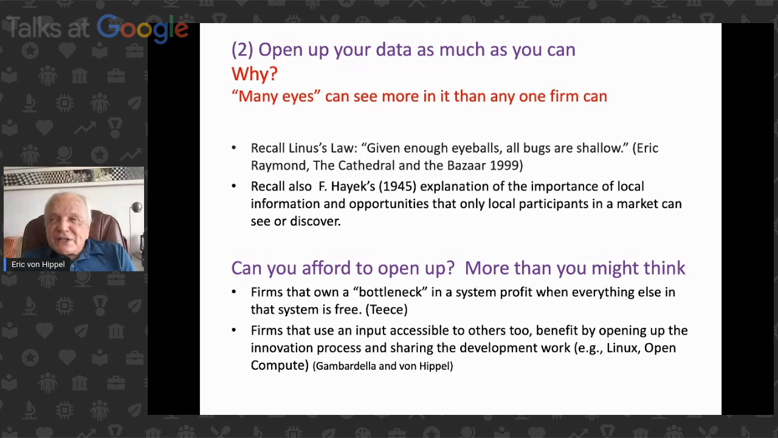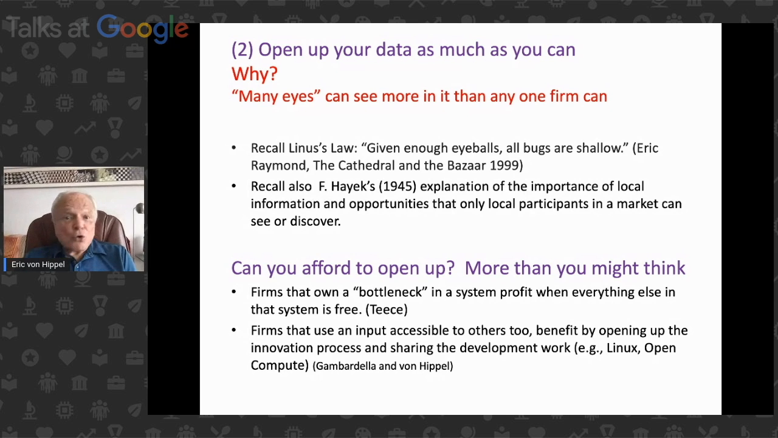You know, I can see it with my toolkit. I can see a different opportunity than all the people at Google could see. And you can see a different one than I could see and the other people at Google could see. And those are valuable opportunities. And if we lock down the data so that nobody can see it, then only some innovations will be found. Now, this is also like Friedrich Hayek, who explained somewhat before Eric Raymond the importance of local information and opportunities that local participants in a market can see or discover. So there's a good understanding that many eyes can see more.